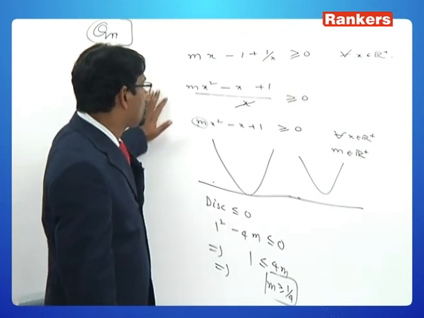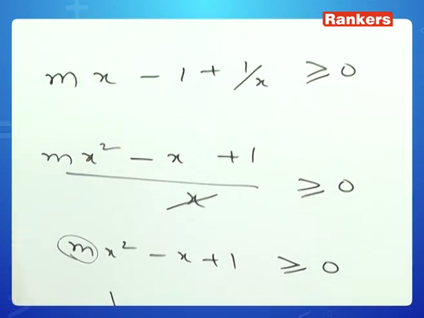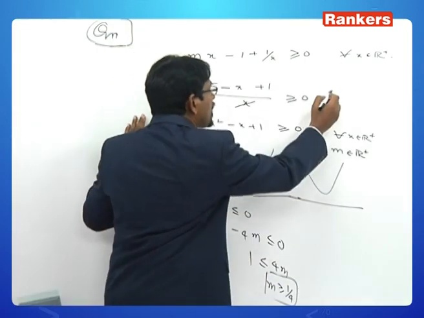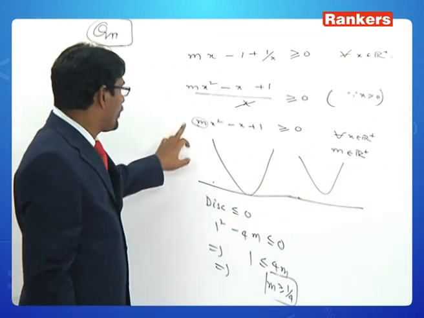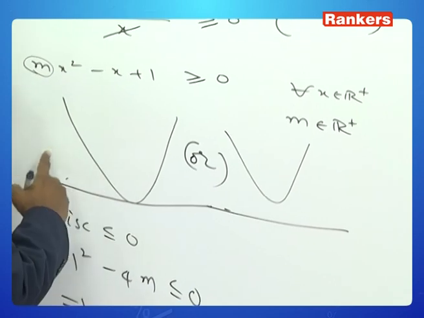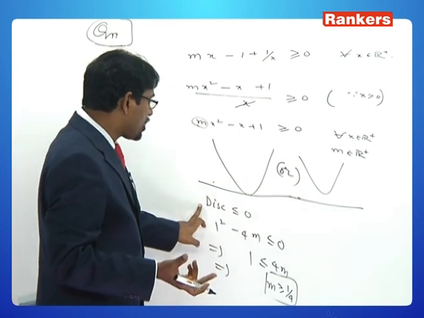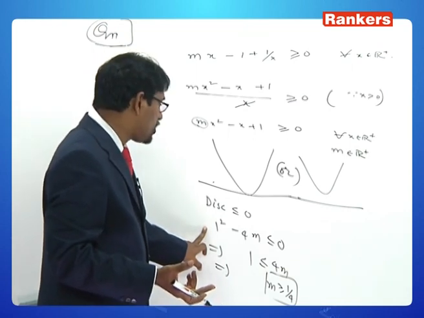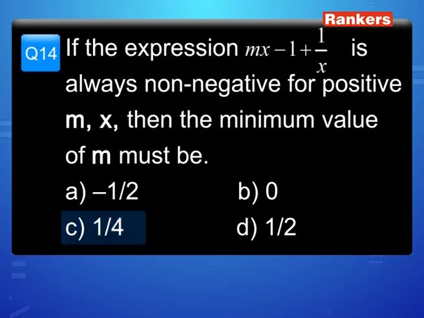Here let's go through this one again. We have a quadratic expression that has to be non-negative for all x. m is given to be positive. So we want this inequality to happen. I've ignored x since x is positive. By multiplying by a positive quantity, the inequality is not reversed. So the graph could be either this or this. So when will this kind of thing happen? Because m is positive, concave upwards, the graph should be, and the discriminant should be less than or equal to 0. So b square minus 4ac, 1 square minus 4m should be less than or equal to 0. From there I get m to be greater than or equal to 1 by 4. So the answer is C.